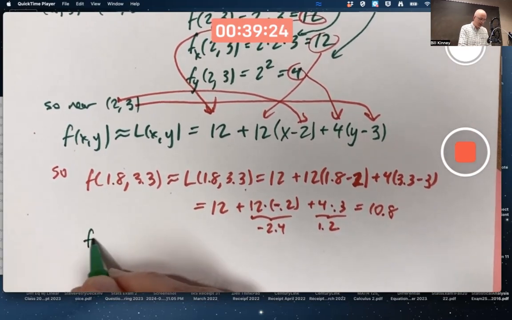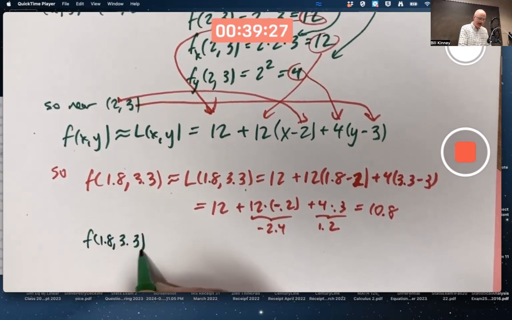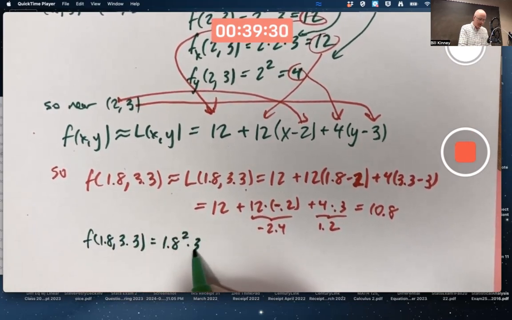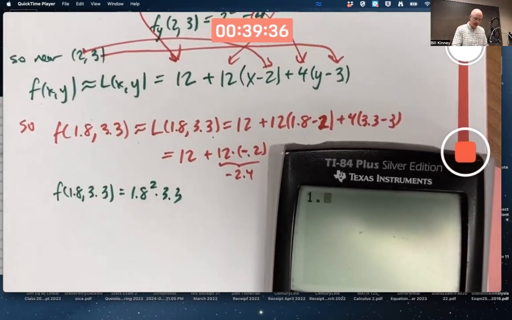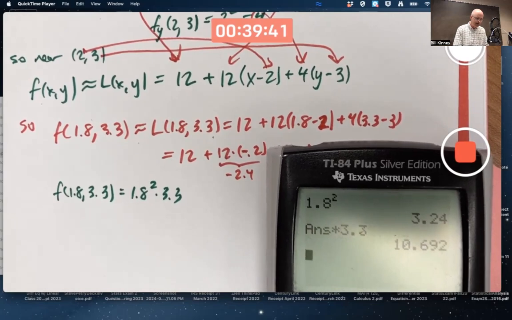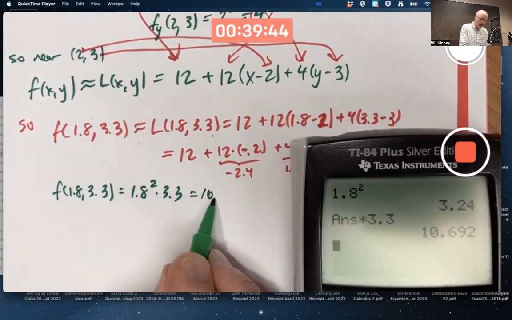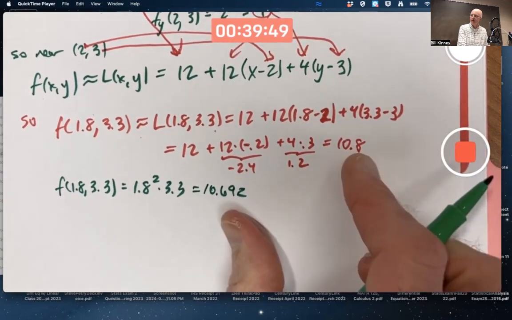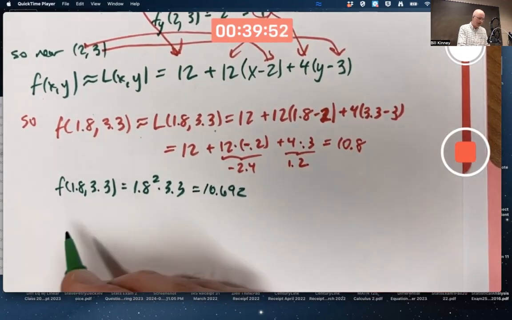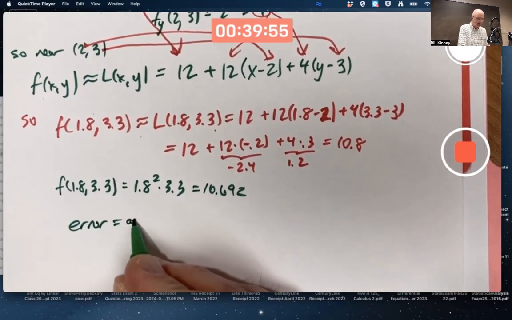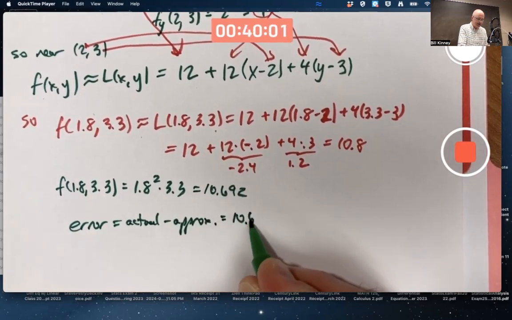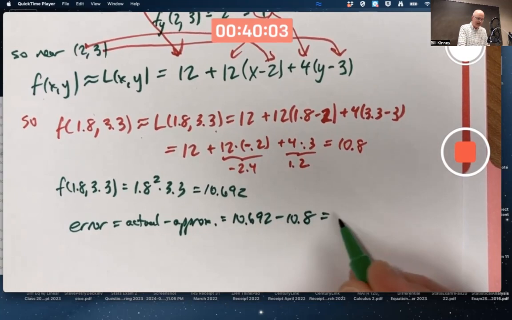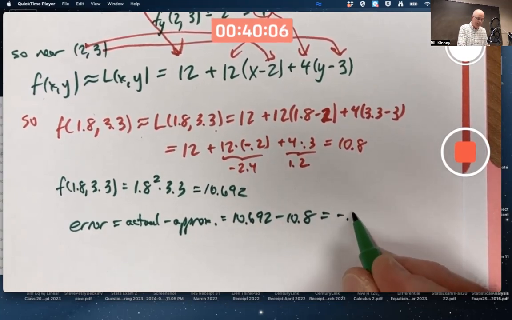In actuality, f of (1.8, 3.3) is exactly 1.8 squared times 3.3, x squared times y, which is, with technology, 10.692. Our approximation was 10.8. The error in the approximation is the actual value minus the approximate value. 10.692 minus 10.8, which is negative 0.108.